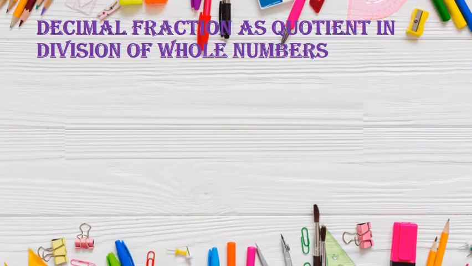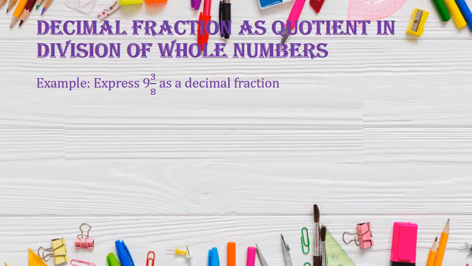Now children, let us understand how we get a decimal fraction as quotient in division of whole numbers through one example. The question is: express 9 3 by 8 as a decimal fraction. 9 3 by 8 is a mixed fraction, so first we change it into an improper fraction. So it is equal to 75 by 8.